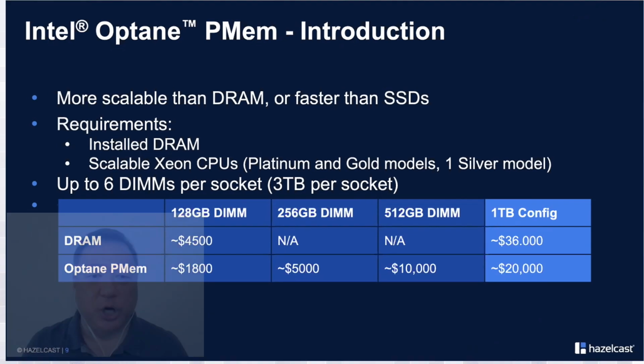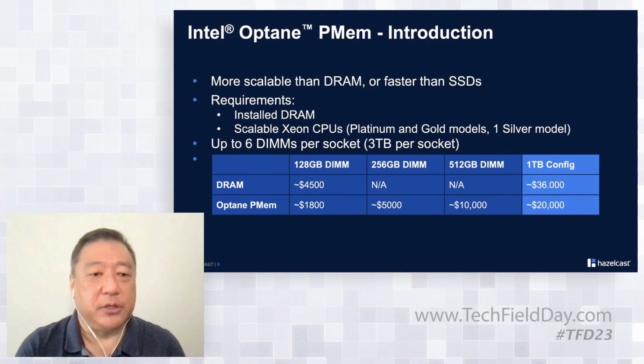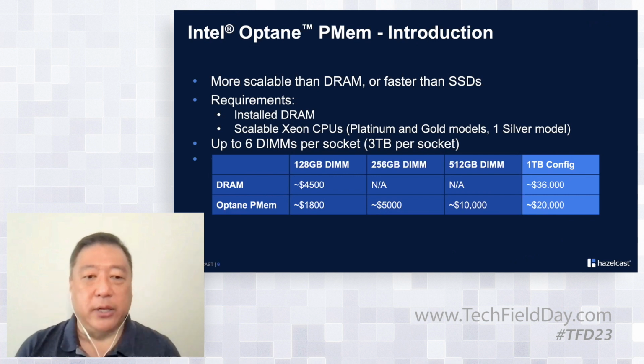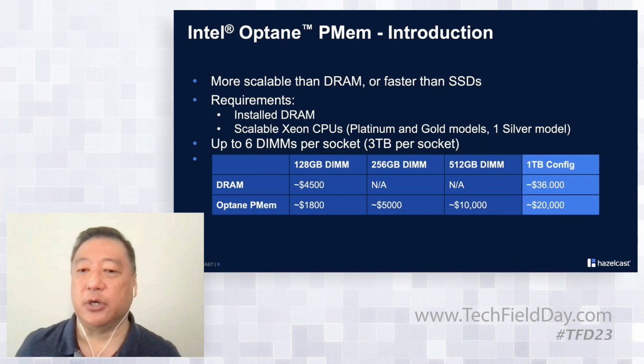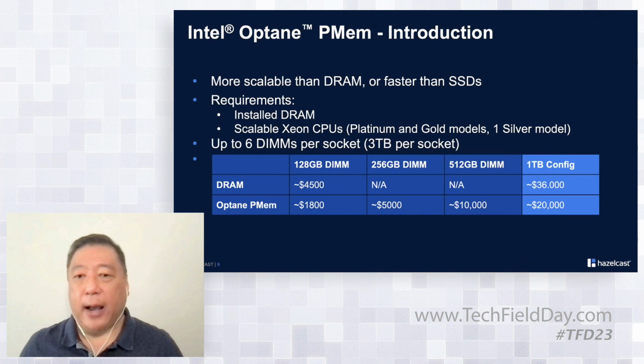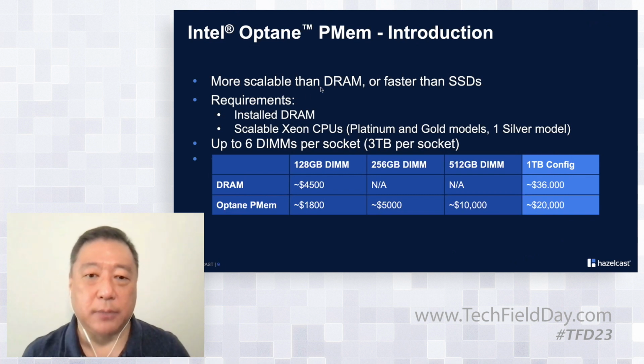But in this chart, you'll see some of the price differentials. For DRAM today, for a 128 gigabyte DIMM, about $4,500, and for Optane PMem, about $1,800. And so if you go to the higher scale, around 1 terabyte per server, then you'll see quite a stark difference. And as you're building out these higher density, RAM dense servers, you can deploy fewer of them, which means less network traffic, more data to store in memory, and get the advantage of that in-memory speed.